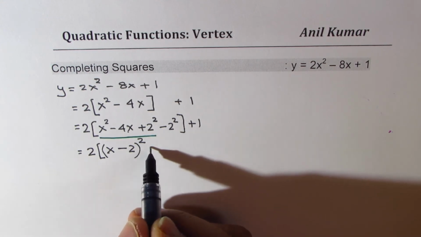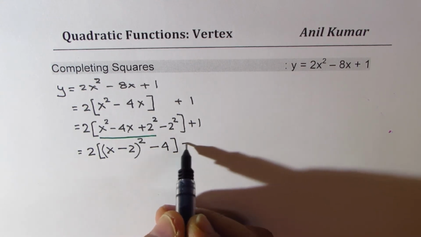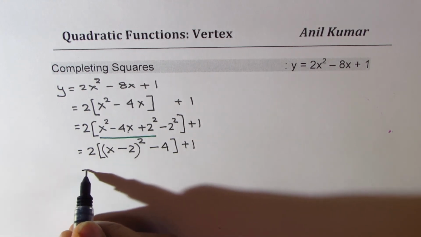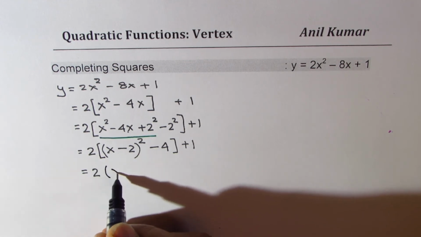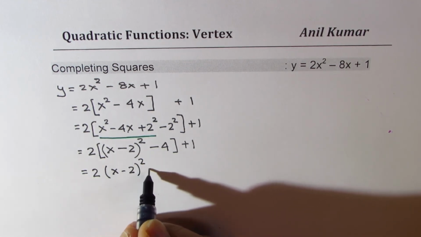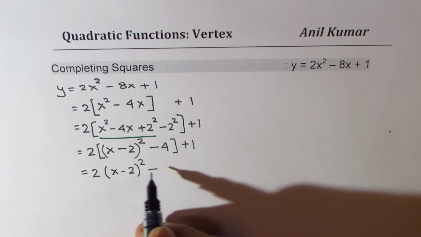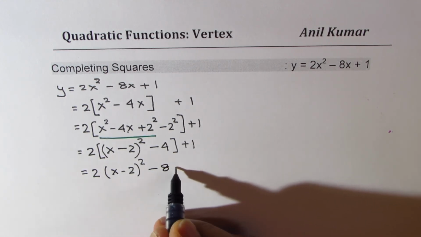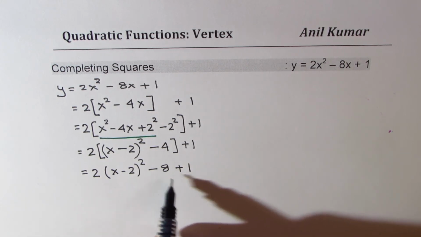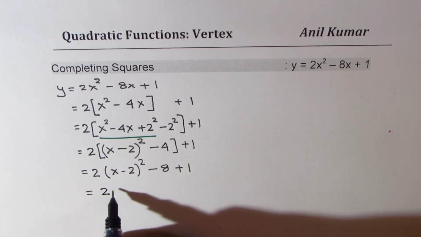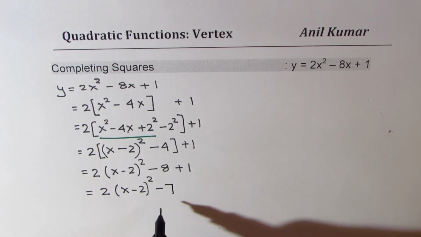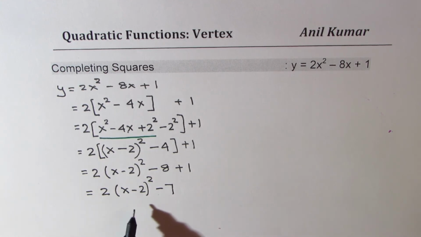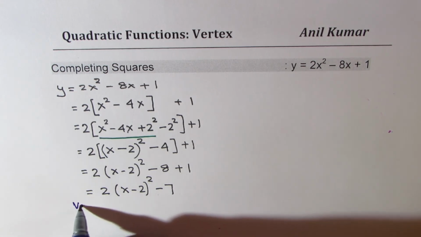Now here we have minus 2 squared, so I'm writing this as minus 4 plus 1. Now we will open the bracket. When you open the bracket, 2 gets distributed. So we get 2 times x minus 2 whole squared minus 2 times minus 4, which is 8, plus 1. And now we have to combine these two to get the answer, which is 2 times x minus 2 whole squared minus 7. So that is called the vertex form of our equation, right? So we get the vertex form.